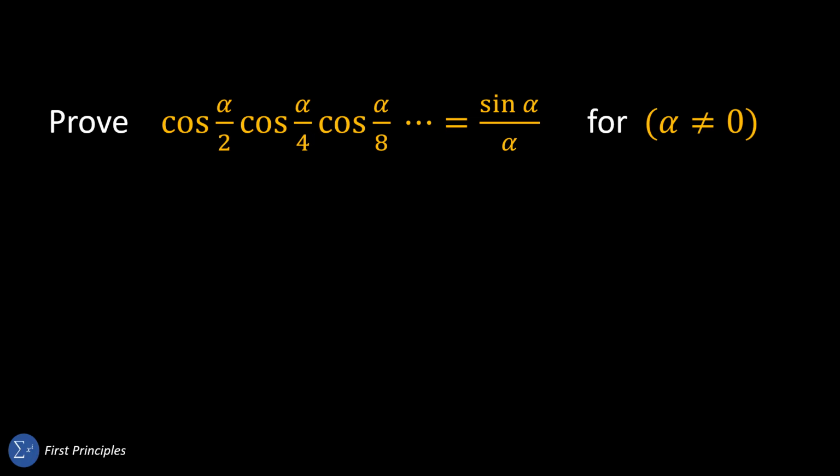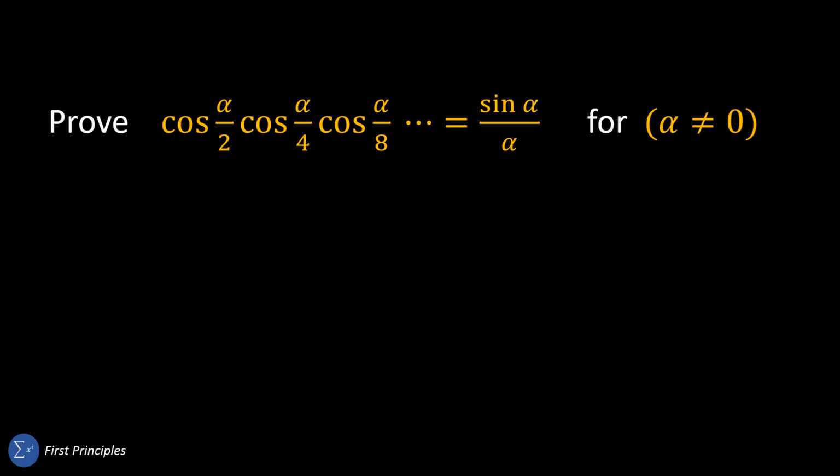In today's video, we are going to work on a trigonometry problem as shown here. We want to prove the product of half angle cosines to infinity is equal to sine of alpha divided by alpha, for alpha not equal to 0.